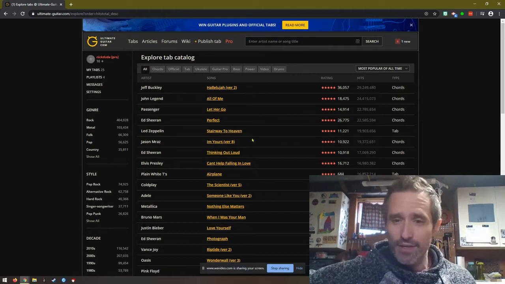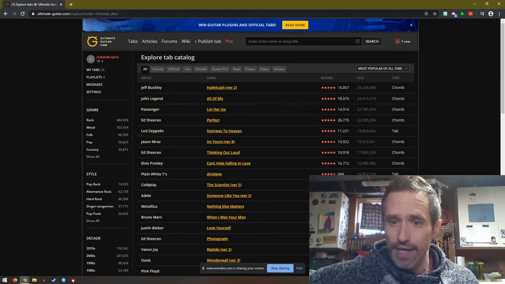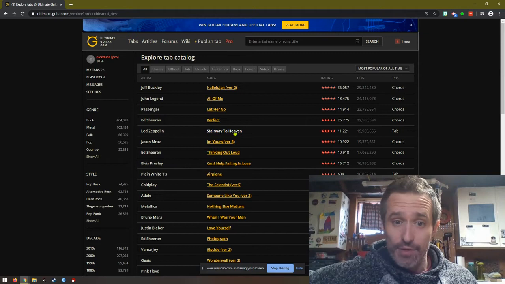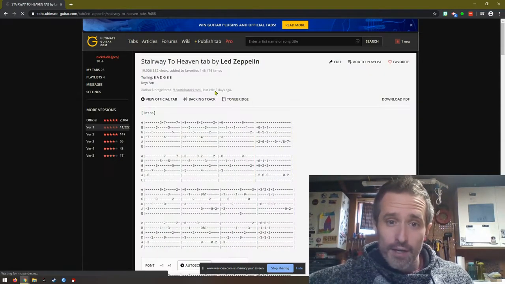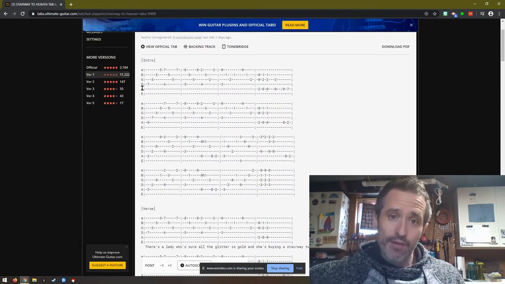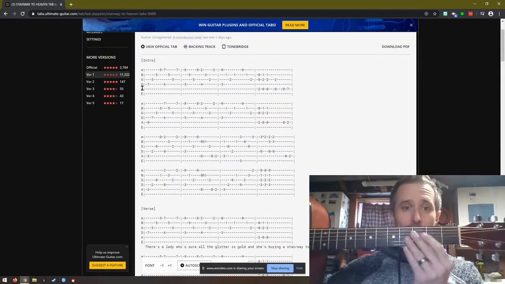Some songs are easier than others. If you do search, you're going to want to look for the one with the highest rating and then chords. You could start off with tabs. So, for instance, like Stairway to Heaven, the way tabs work is this is actually a picture of a guitar. Now, I hope this is showing up.